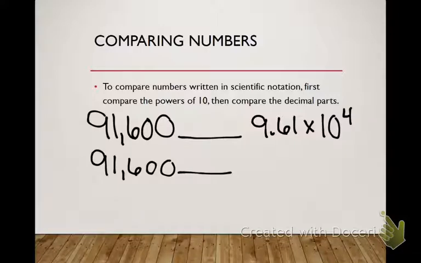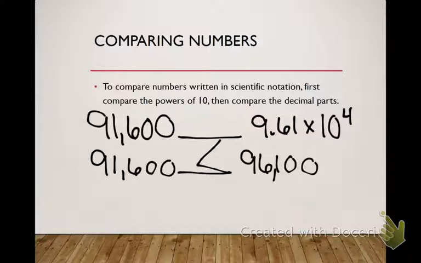And then I go, how many zeros would I add to 9.61? Very good. 961, add 2 zeros. And which one is bigger? The one on the right is bigger, so it's less than.